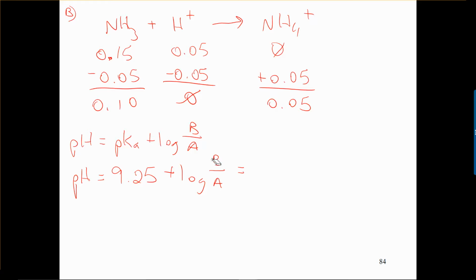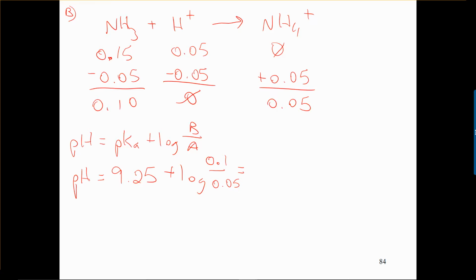In this case, the base is what? 0.05? Nope. 0.1. 0.1 over 0.05. So I have more base than I do acid, so the pH of this should be above 9.25. So I'll do 0.63, right? Oh, log of 2. Yes.